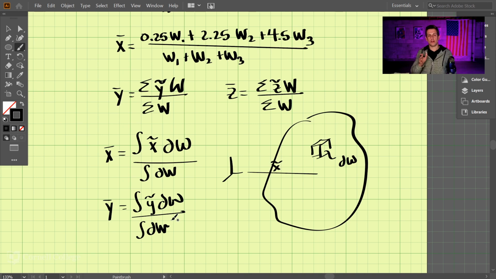So that's a brief introduction to how to solve problems for the center of gravity.